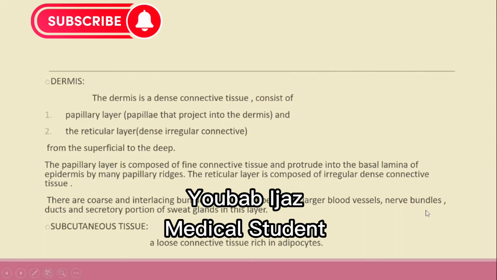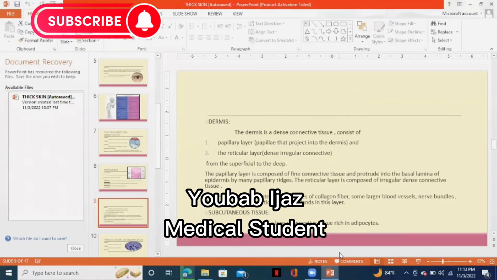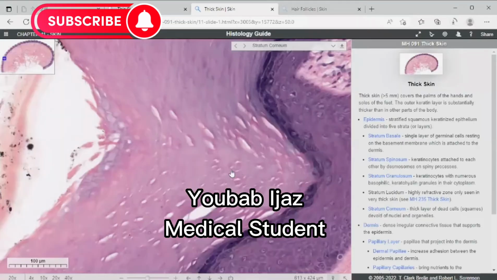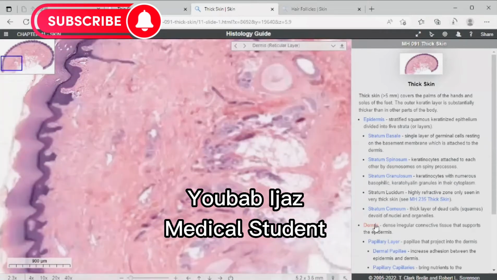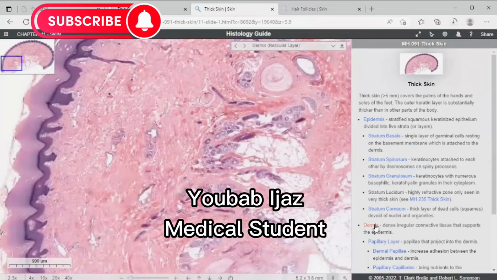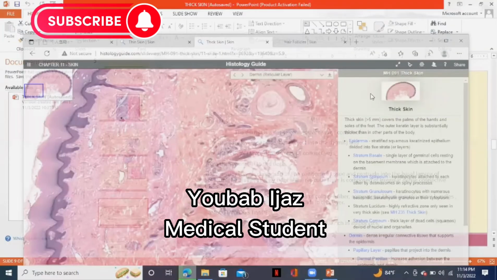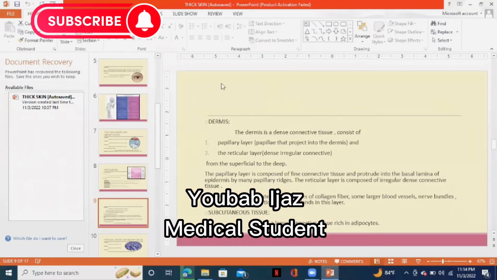Now dermis. Before starting the dermis, let's have a look at the dermis. So this is the dermis, guys. Dermis, and then layers of the dermis will go here in coming slides. So first we'll go with this.